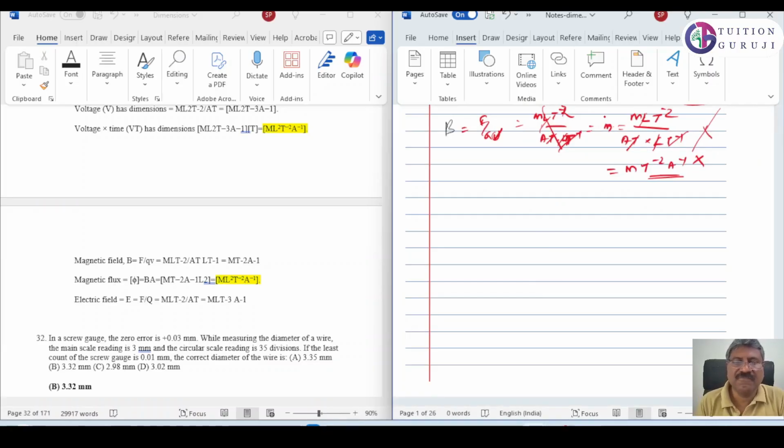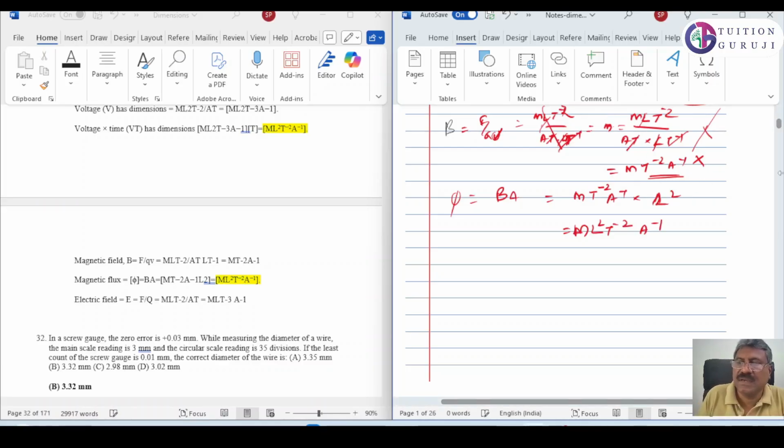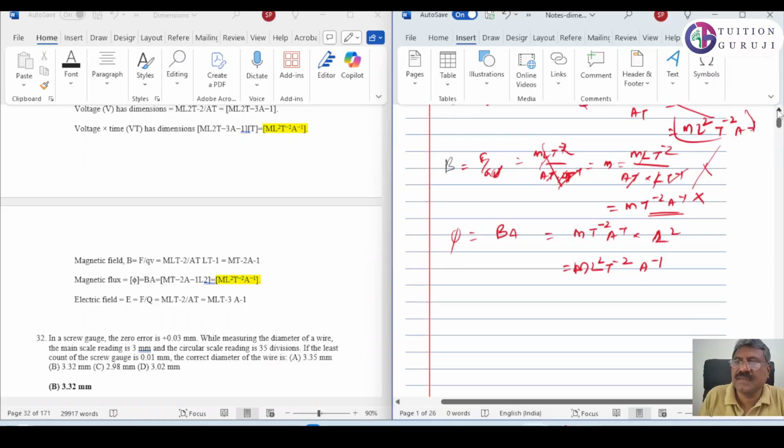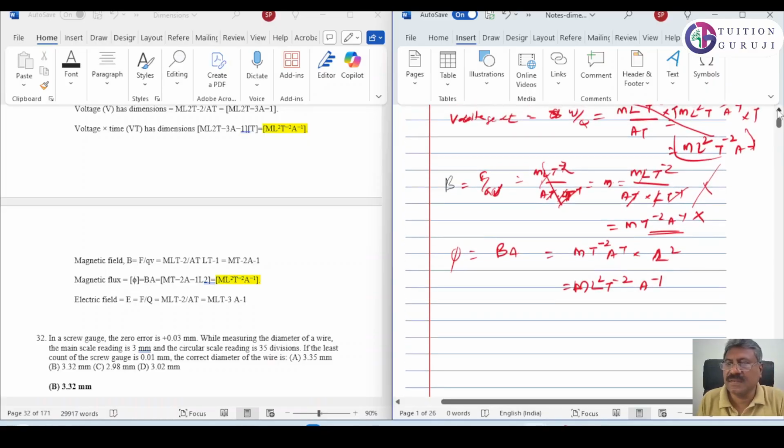Next one is magnetic flux. Magnetic flux phi is equal to B into A, and B we know, just now we found out, M T raised to minus 2 A raised to minus 1. A is L square. So it is M L square T raised to minus 2 A raised to minus 1. So again it is the same, M L square T raised to minus 2 A raised to minus 1.